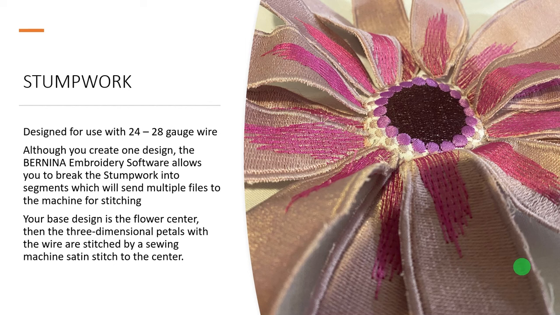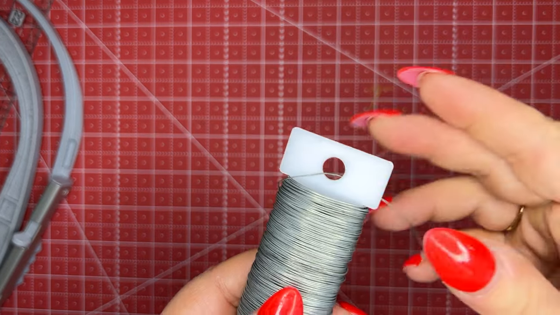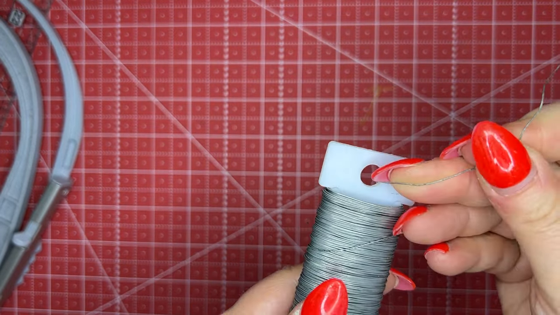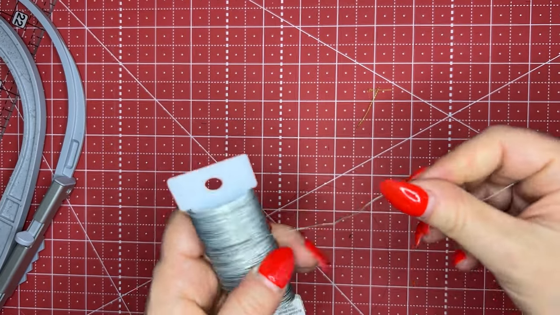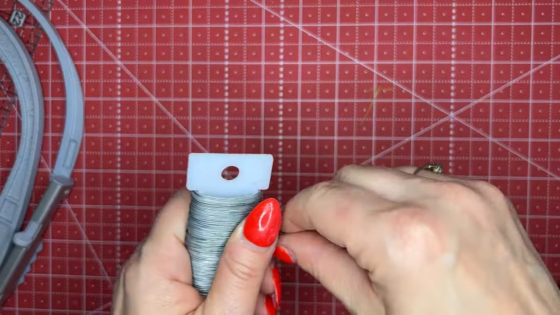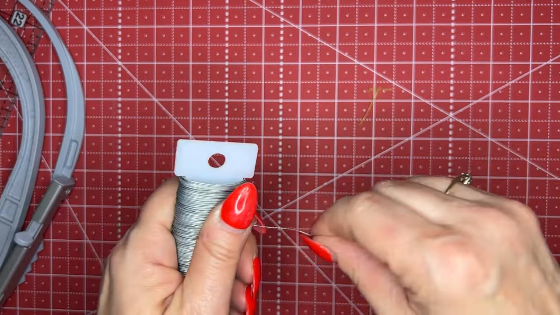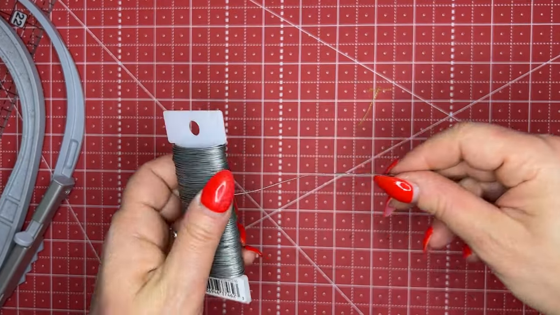So Stumpwork in the Bernina Embroidery software is designed for use with 24 to 28 gauge wire. And for those of you that are like, what is 24, 28 gauge wire? Well, the higher the number, the thinner the wire. So 24 is going to be a little bit thicker than 28. But we will also want to stick with wire that is not going to be dangerous for us if we zig where we should have zagged. You know what I mean?